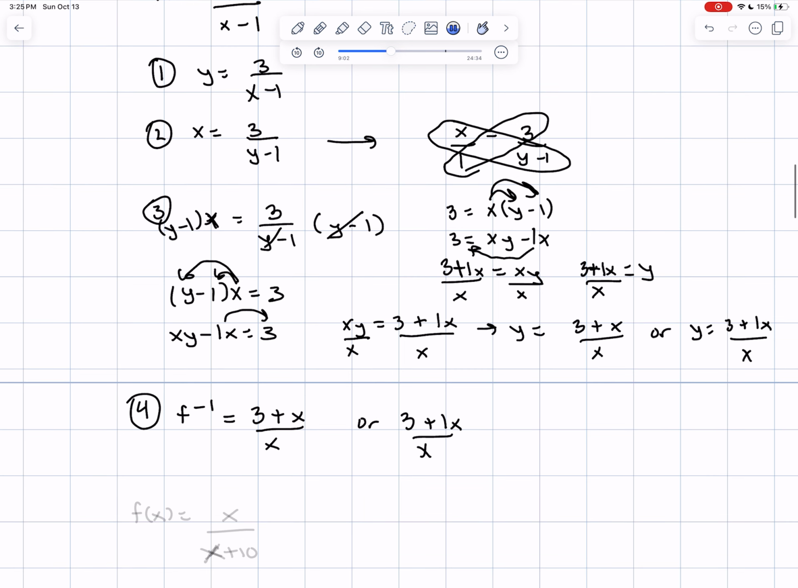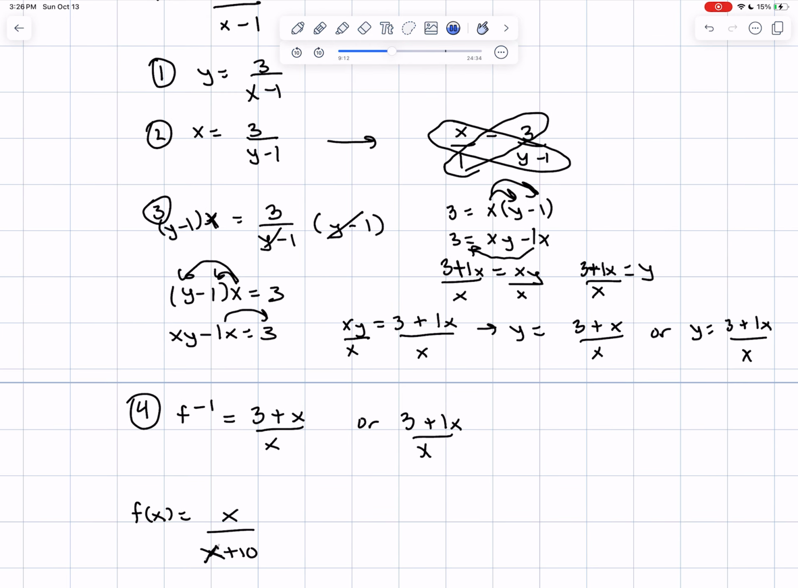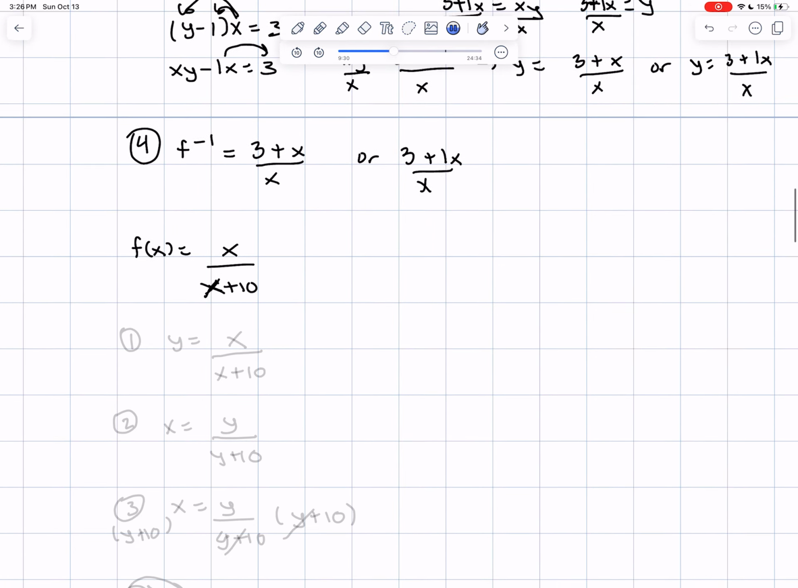This one is similar to the homework, so f of x. What I want you to do is try solving it on your own, and then we'll come back. I'm going to give you a few minutes to work on this. Okay, welcome back. So let's go ahead and do this example.